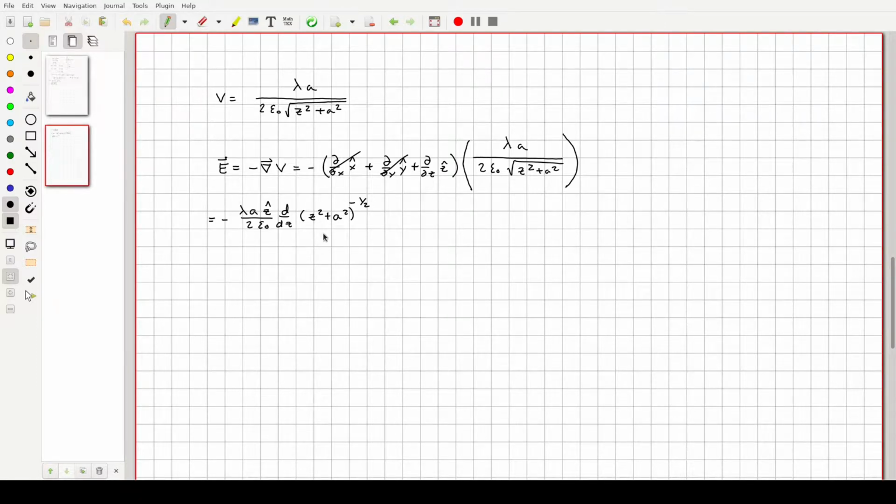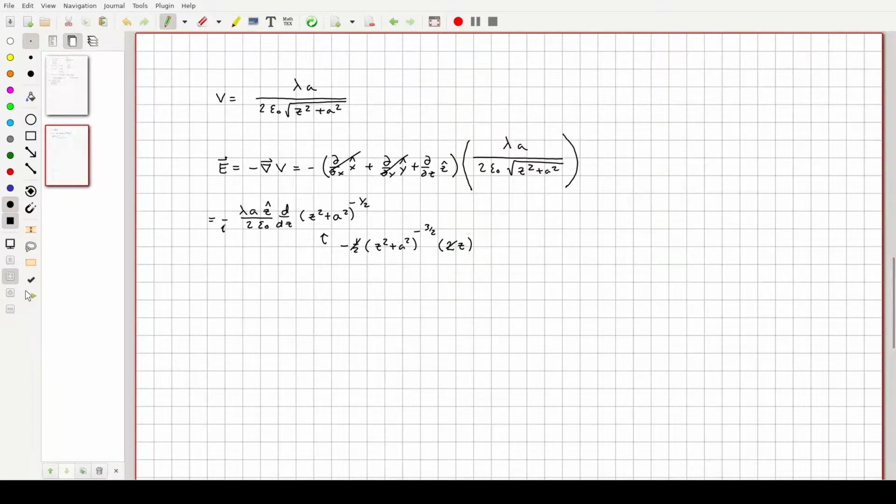Now, when you do this derivative, you get minus 1/2 that comes down. You raise z squared plus a squared to the minus 3/2 power, because it's minus 1/2 minus 1. And then you have to take the derivative of the inside. When you do the inside, a is a constant, but z is not, so you get 2 times z from that interior derivative. Now if you take a look here, the half and the 2 are going to cancel each other out.